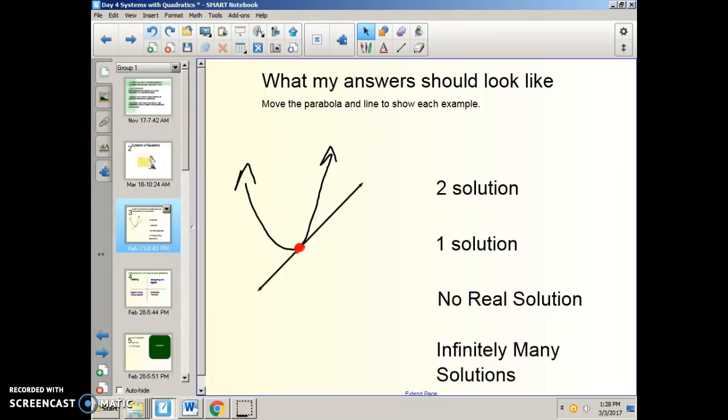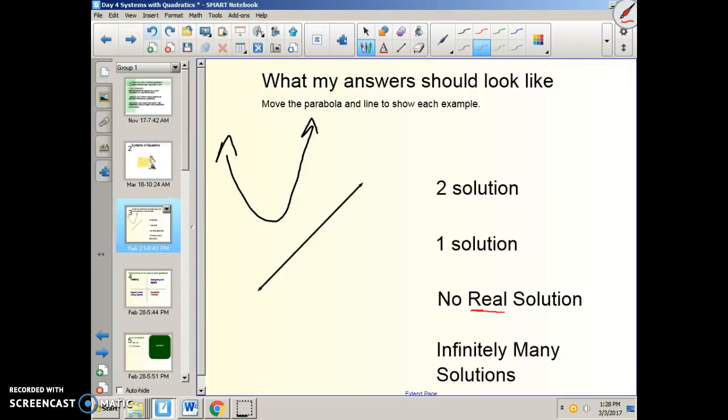The third way it could happen is if they never cross. See how the parabola is going up? There's nothing that's going to go down and hit the line, and no matter what way I do the line, it's never going to cross, so that's no real solution. That's whenever you get imaginary numbers in your equation, so be careful of those i's. Okay, be careful of the imaginary numbers, because that means it's not a real solution. You have to put the word real. There is technically an imaginary solution to all of these, but not necessarily a real one.